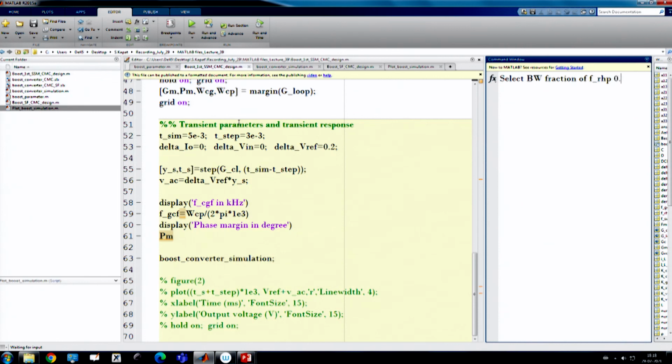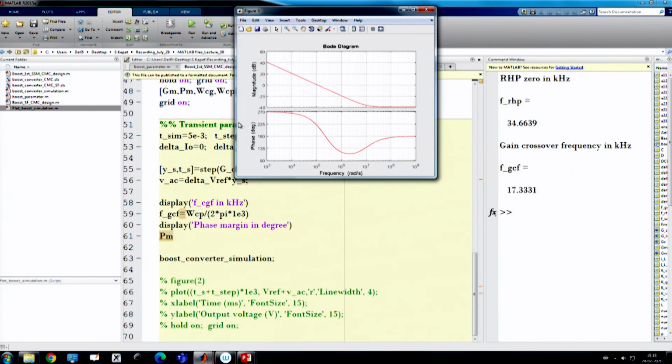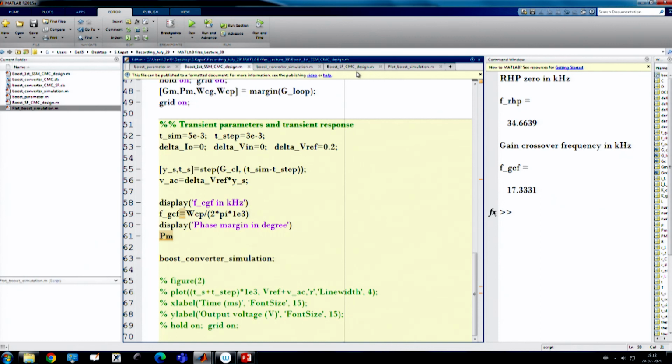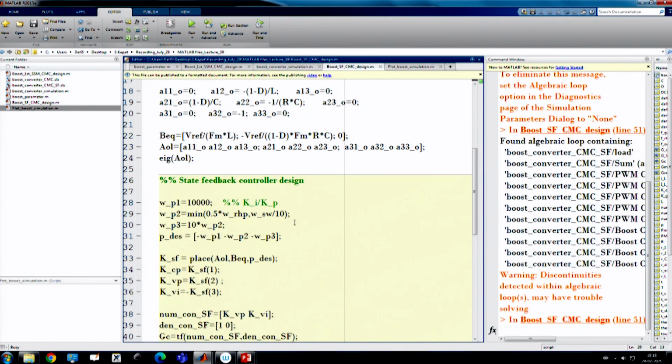I want to achieve 0.5 times the RHP0, okay, and in this case I want to use the design where I am now setting half of the RHP0, RHP0 by 2. I want to compare whether using the state feedback design approach we can really improve the performance or not, that is our objective, okay.